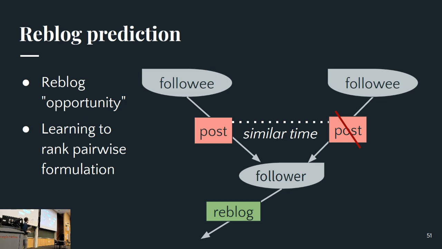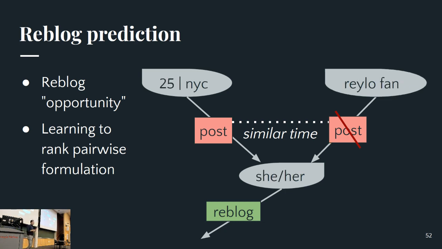If you want to get technical, we're doing a learning to rank pairwise formulation here. And that gives us a nice balance between our positive and negative class too with machine learning. So we're going to represent our users with extracted features from the blog descriptions. That's what's going on here.